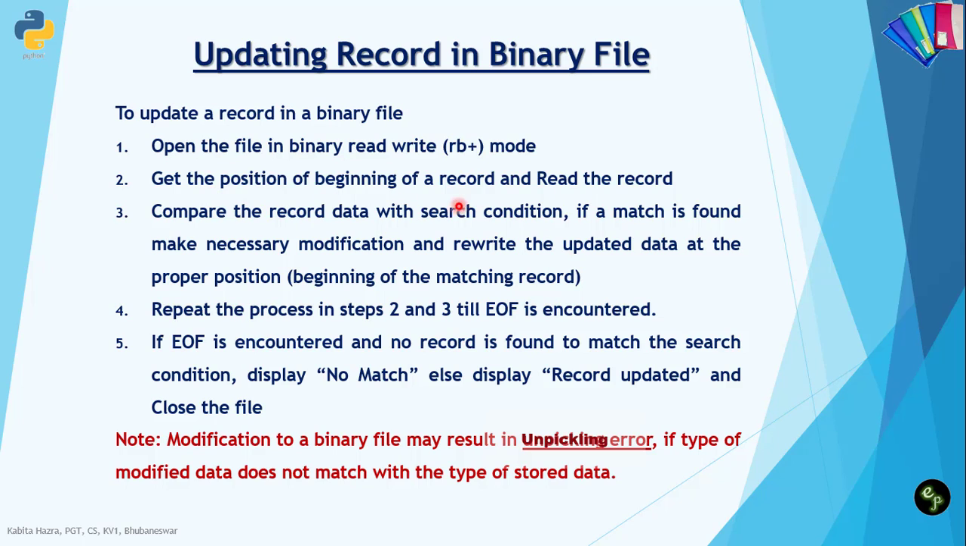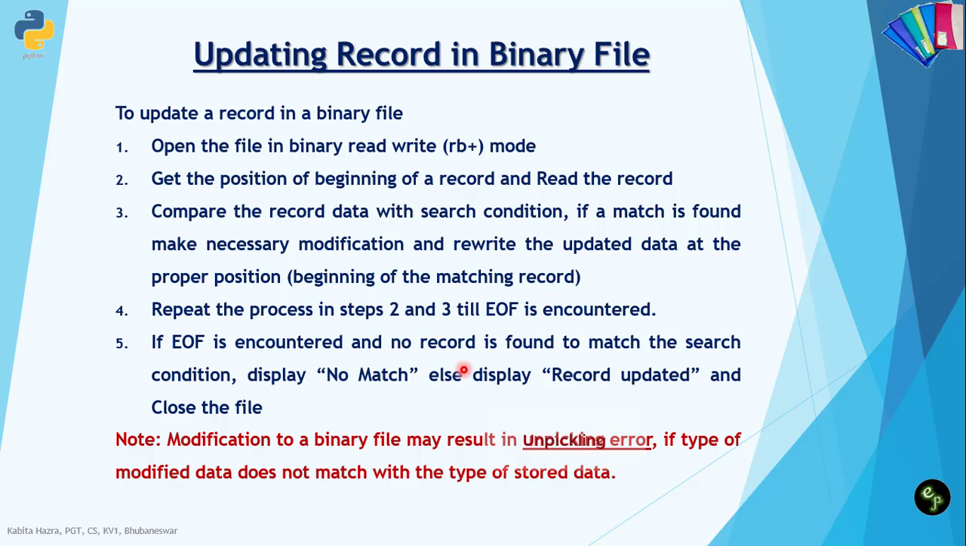Then we will get the position of the beginning of the record and read a record. We will compare the record data with the search condition. If a match is found, we will make the necessary modification and rewrite the updated data at the proper position, that is from the beginning of the matching record. That means we have to move to the matching record again and repeat the process till end of file is encountered. We will match with all the records.